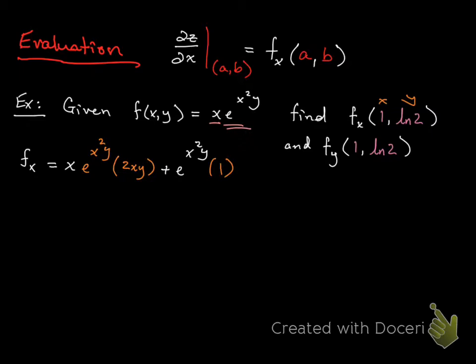I see an exponential in both of these terms. I'm going to factor that out. I see my partial with respect to x. When I factor out that exponential, I have 2x squared y left over plus a 1.